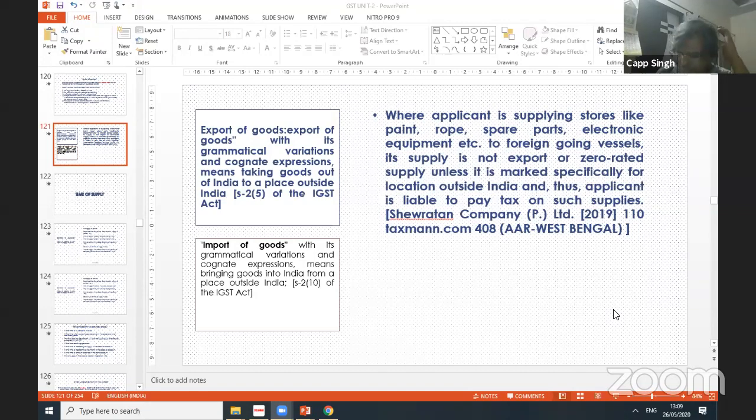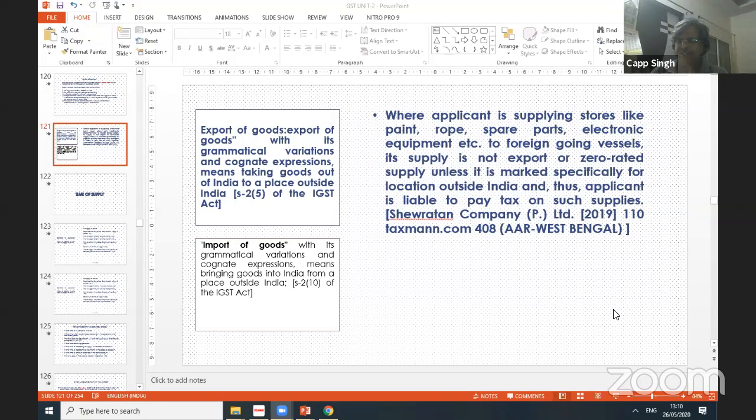So in case of a single pan, suppose there are so many branches and head office across India, then aggregate turnover means we have to add all those supplies, whether it is exempt supply, nil rated supply, or taxable supply. All those supplies we have to aggregate. It includes export and import as well. The only exclusion is the inward supply which is covered under reverse charge. Inward supply is not your outward supply, it is not your turnover, so it must be excluded.